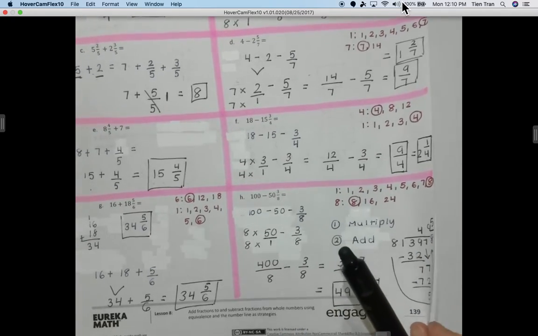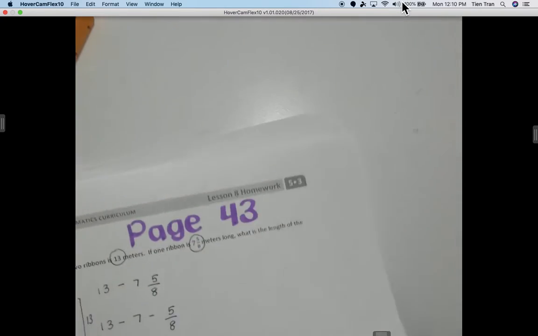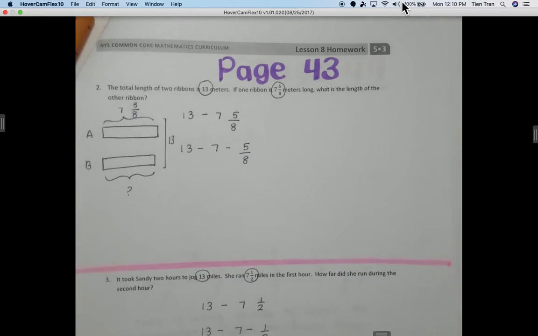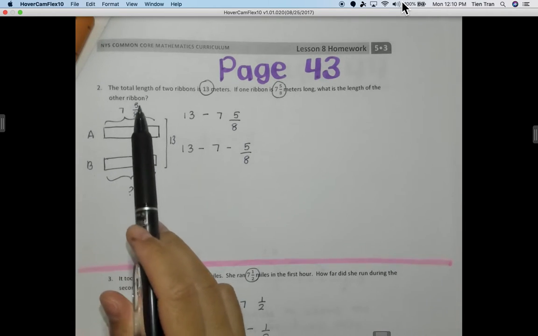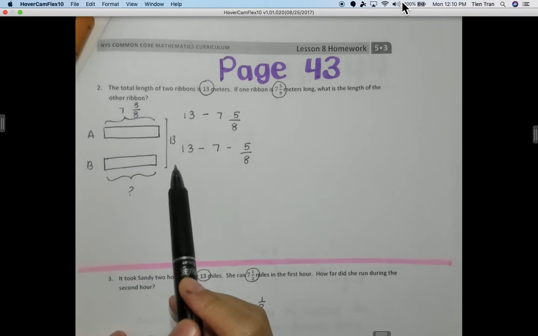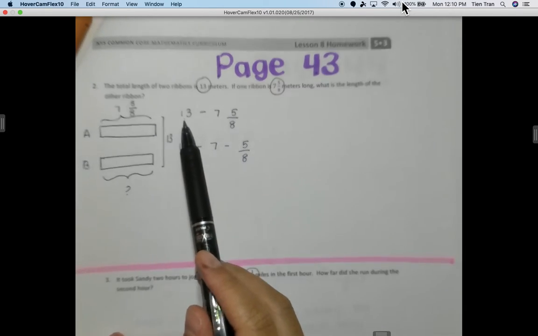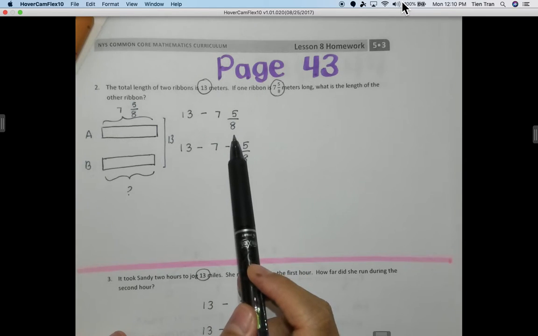Okay, now let's turn the page. We're returning to page 2. On page 2, it says the total length of 2 ribbons is 13 meters. If one ribbon is 7 and 5/8 meters long, what is the length of the other ribbon? So this is for A. We have 7 and 5/8, and we're trying to figure out if it's all equal to 13, what is ribbon B? So to find that out, I'm going to subtract 13 minus 7 and 5/8.